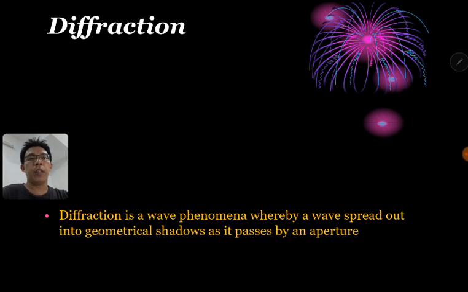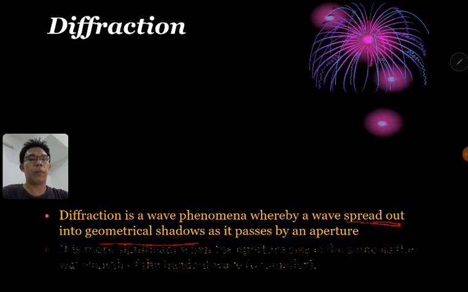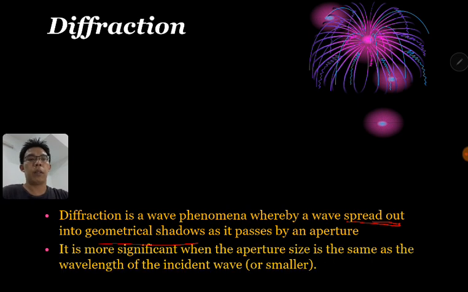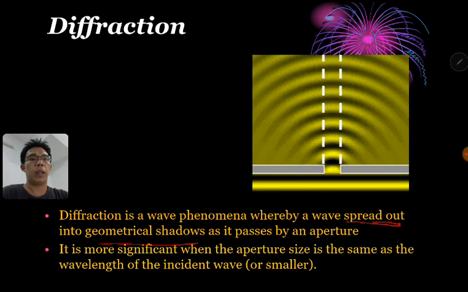So diffraction is a wave phenomenon where, I mean, this is the definition, you must know how to describe that. Where a wave spreads out into the geometrical shadow, and it will be more significant if the aperture size is the same as the wavelength of the incident wave, or smaller than that. Okay, so this is the geometry.